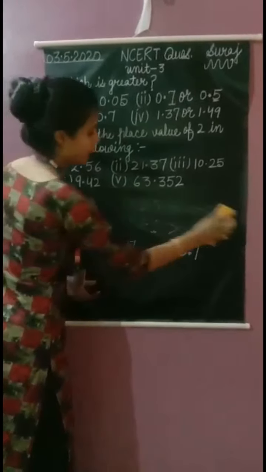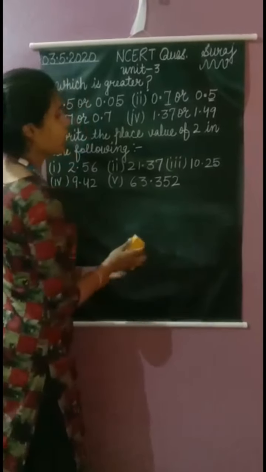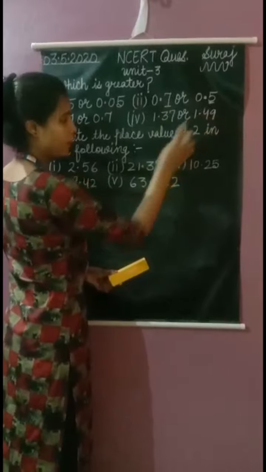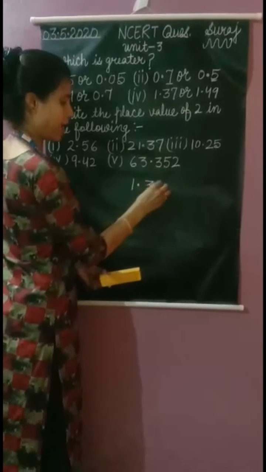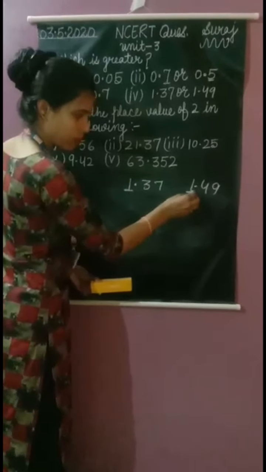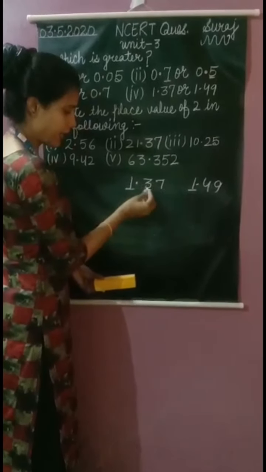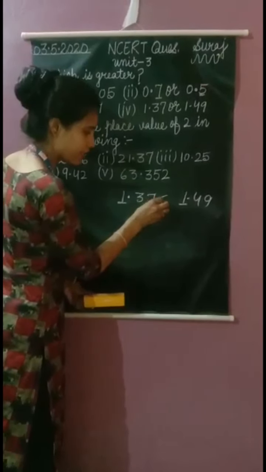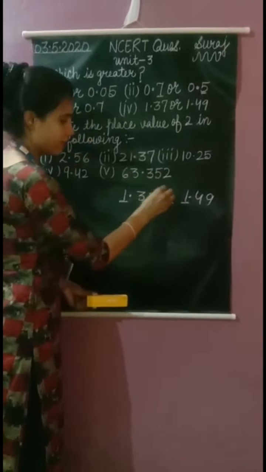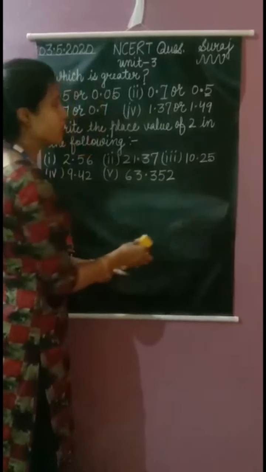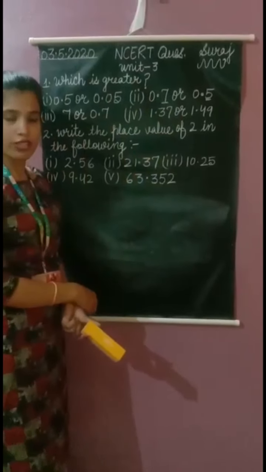Now fourth part, 1.37 and 1.49. Here both are same in both numbers, and here 3 and here 4. It means this is greater. Okay, this one is greater. Okay, you can do all similar questions yourself.